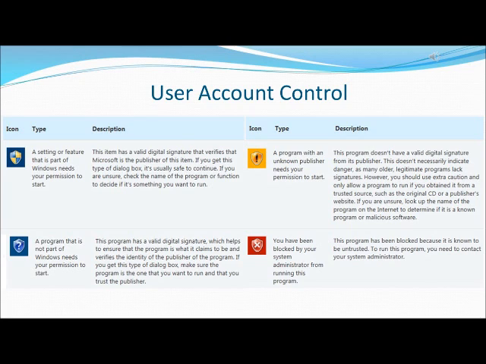So what exactly UAC does is that it informs you when a program makes a change that requires administrator level permissions. UAC works by adjusting the permission level of your user account. If you are doing tasks that can be done as a standard user, such as reading email, listening to music, or creating a document, you have the permission of a standard user, even if you are logged in as an administrator.